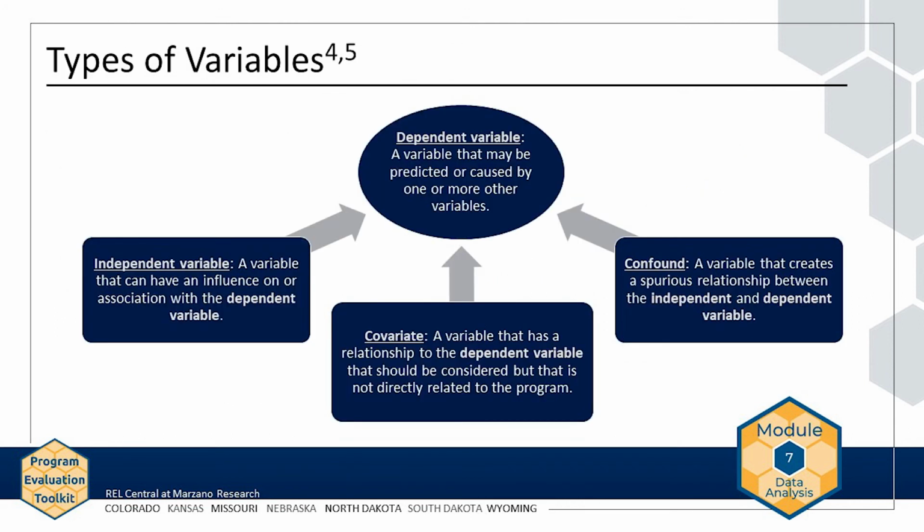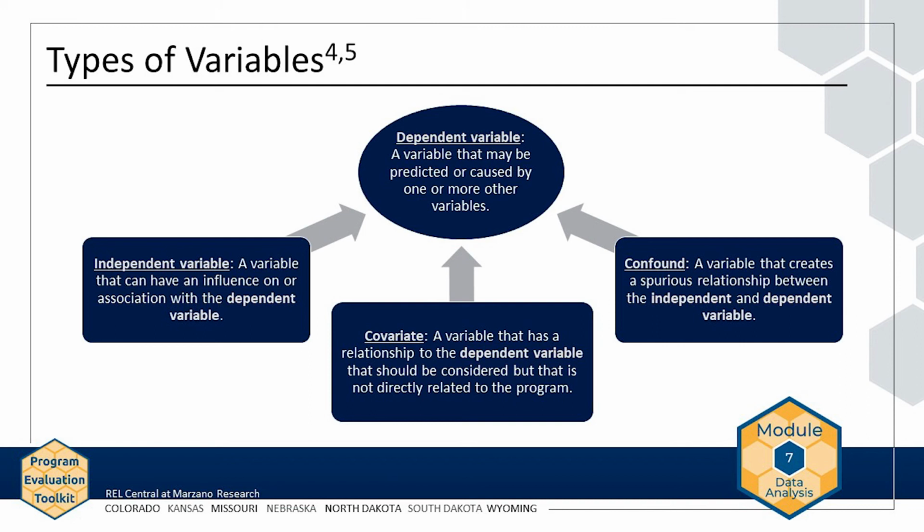Before conducting a regression analysis, it is important to identify how the variables will be used. A dependent variable is a variable that may be predicted or caused by one or more other variables. In the AMP example on the previous slide, math achievement is the dependent variable of interest, because the team is interested in examining how math achievement is influenced by homework completion. Dependent variables are sometimes called outcome variables.